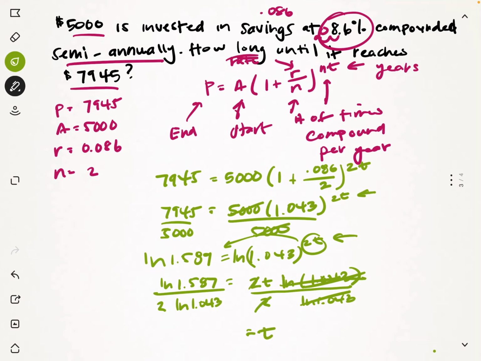So let's do that in our calculator. ln 1.589 divided by 2 ln 1.04 is about 5.5. So 5.5 years, which is pretty good, right? You put in $5,000 in 5.5 years, you make almost $3,000 profit or in interest.